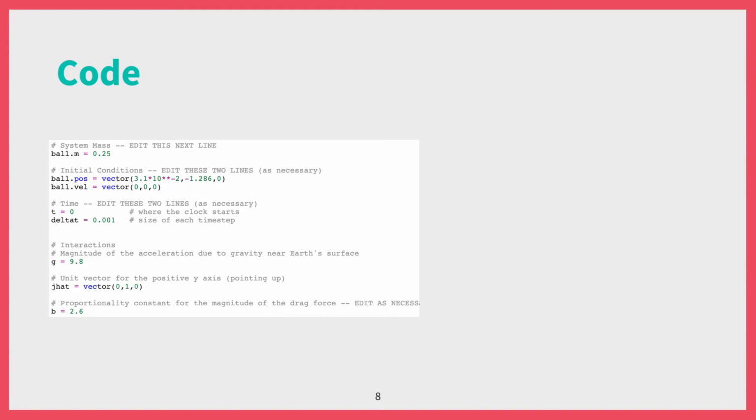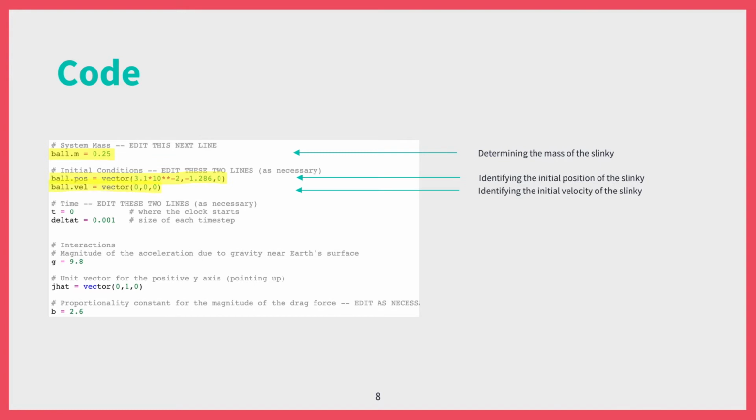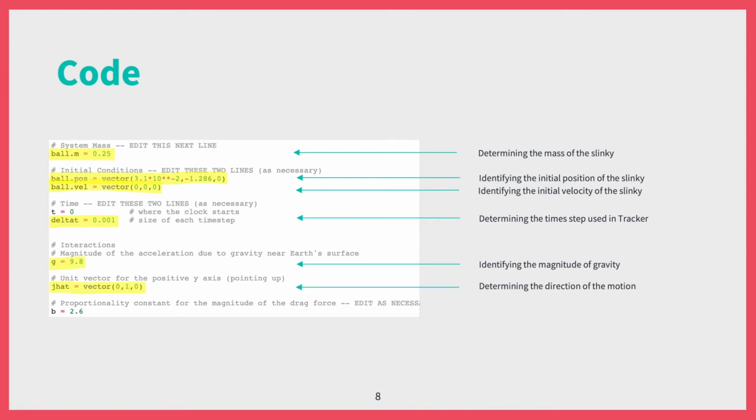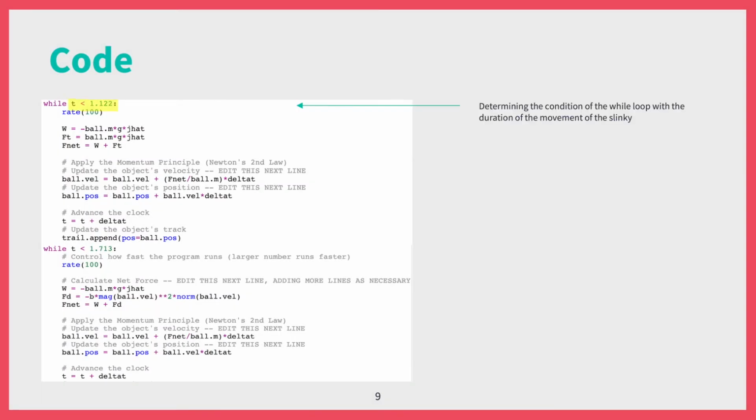Highlighting the most important parts of the computational model, we can see that I first determined the mass of the slinky as given, then identified the initial velocity and position of the slinky extracted from Tracker, and the value of the time step used in Tracker. After that, I identified the value of the magnitude of gravity, determined the direction of the motion of the slinky, and then identified the proportionality constant of the drag force of the slinky. After that, I determined the condition of the while loop with the duration of the movement of the slinky and calculated the net force of the motion.